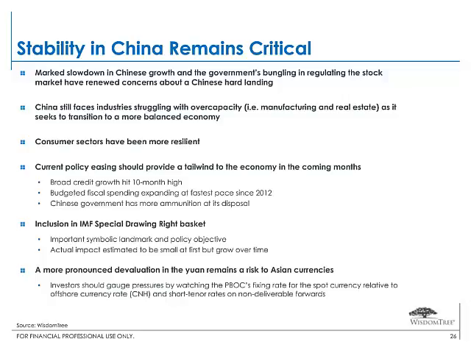On a stimulus side, currency policy easing should provide a tailwind to the economy in the coming months. Credit growth just recently hit a 10-month high. Budgeted fiscal spending is expanding at the fastest pace since 2012. And the Chinese government is not devoid of additional tools. They have more tools at their disposal to stimulate their economy than probably any other global economy at this point.